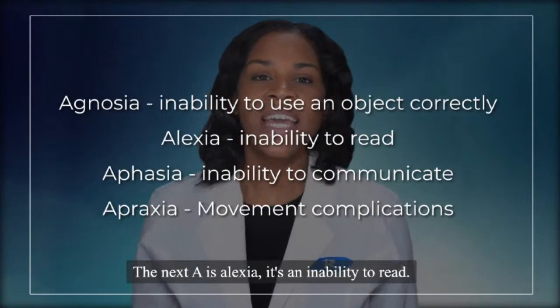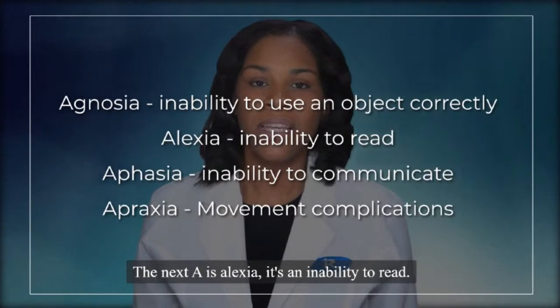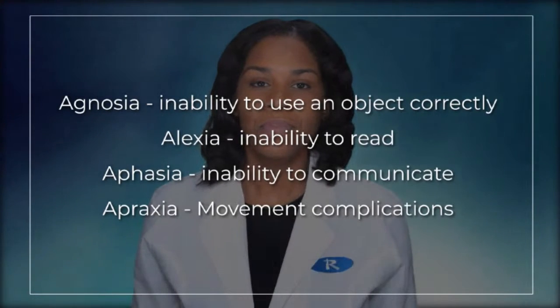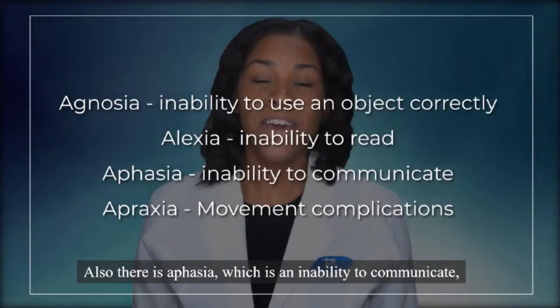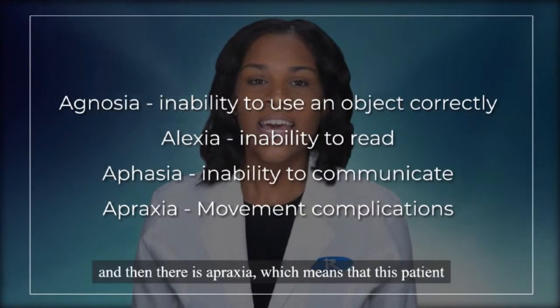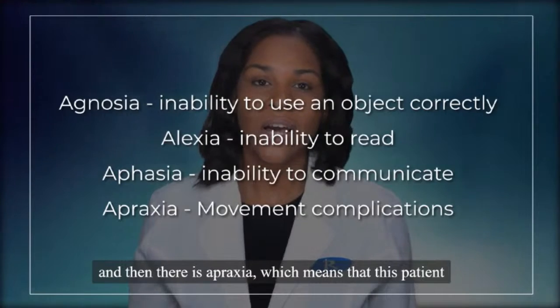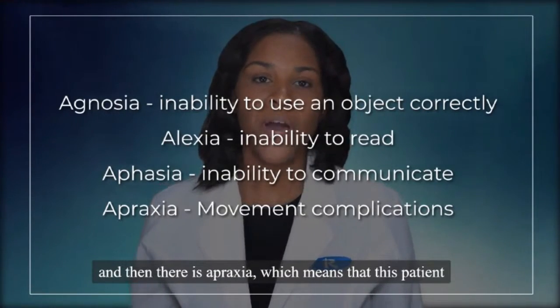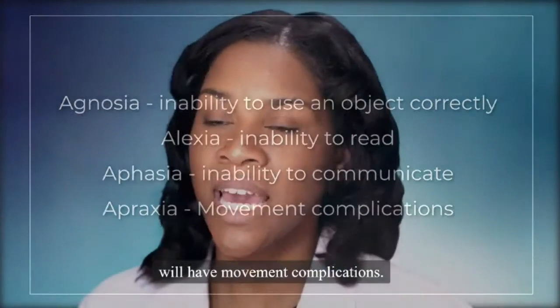The next A is alexia. It's an inability to read. Also, there is aphasia, which is an inability to communicate. And then there is apraxia, which means that this patient will have movement complications.